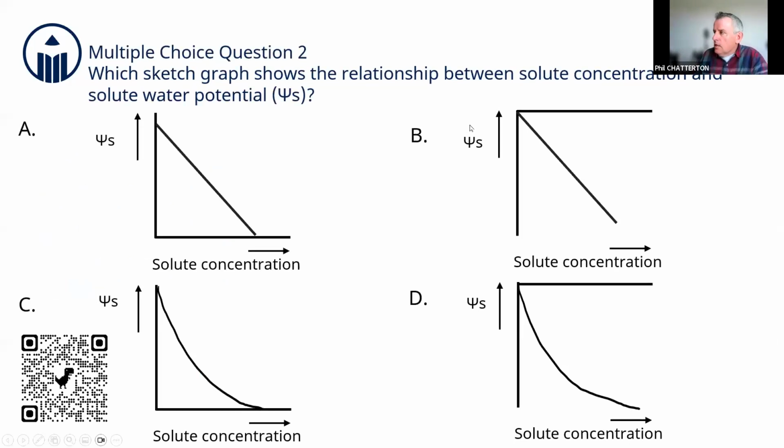Okay. Second one. Let's see. Which sketch graph, there are 4 sketch graphs here, shows the relationship between the solute concentration, that's plotted on the horizontal axis, and the solute water potential? Okay, slightly more difficult question perhaps, but take a moment to put your responses in the Google document for that. Okay, seeing some responses here.